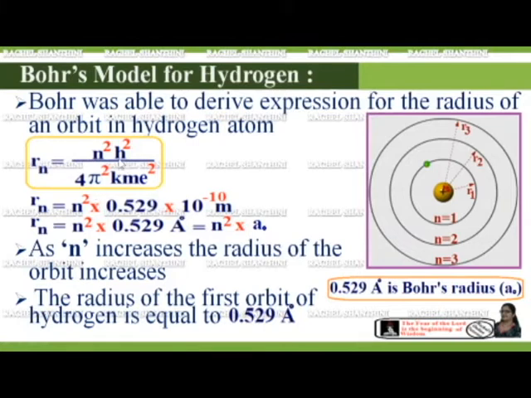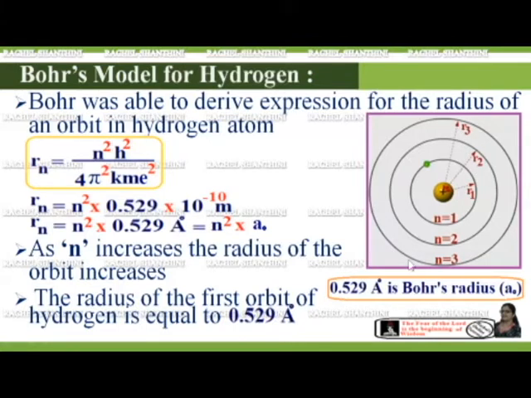If we substitute the value of h Planck's constant, pi, k Coulomb's law constant, m mass of the electron, and e charge on the electron, we get the value Rn is equal to n square into 0.529 into 10 to the power of minus 10 meters. We know that 10 to the power of minus 10 meters is equal to 1 angstrom. So Rn is equal to n square into 0.529 angstrom. As the value of n increases, that is the principal quantum number increases, the radius of the orbit also increases.